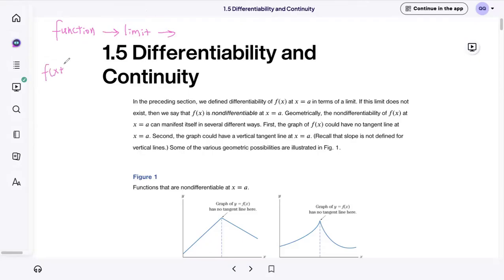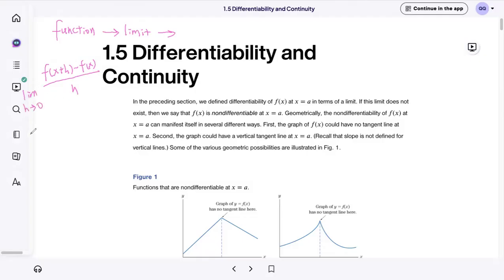f of x plus h minus f of x divided by h. So basically, this is the slope of 2 points. One point is x plus h, comma, f of x plus h. Another one is x, comma, f of x. So the slope of those 2 points. But then we use the limit idea. We said, okay, let such h approach 0.